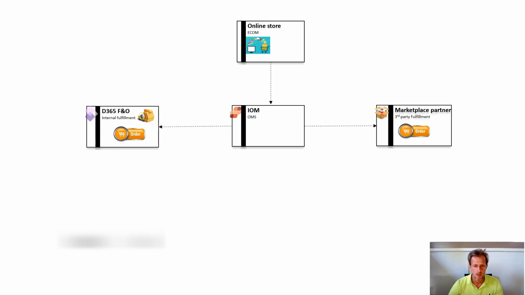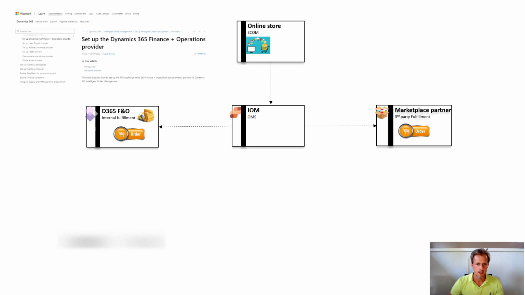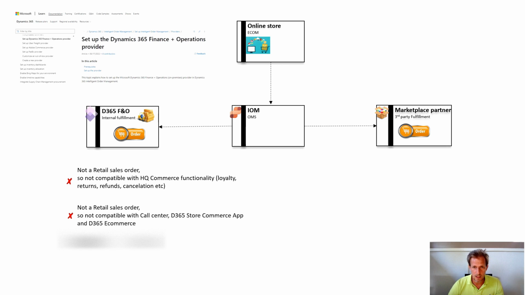operations. The downside here is that if we use the standard finance and operations provider, which is available for IOM today, then we go around retail functionality. So it doesn't land as a retail sales order, not being compatible with HQ commerce functionality. And since it's not a retail sales order, it's also not compatible with the other channels, right? We cannot recall it on the point of sale. We cannot fulfill it from there. And since this connection is not going through the RCSU, it's not optimized for high volume.